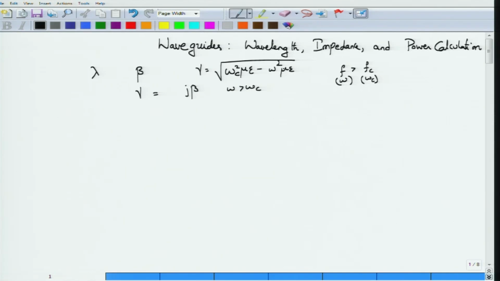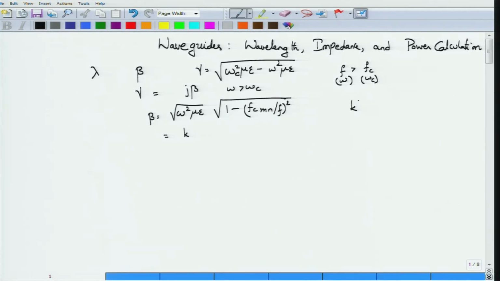So, the way to relate gamma and beta, when omega is greater than omega_c, is to take omega square mu epsilon outside and adjust this equation so as to obtain the propagation constant beta as square root of omega square mu epsilon times square root of 1 minus fc divided by f, whole square. Since there would be cutoff frequencies for different modes, let us write this as fc_mn. This is your beta, and square root of omega square mu epsilon can be conveniently written as k.